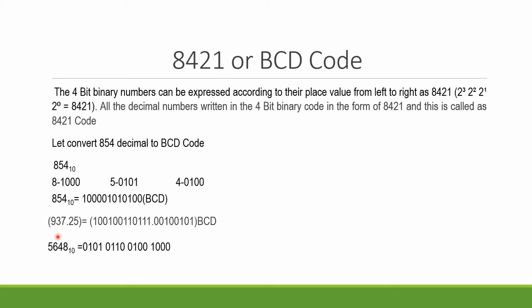Similarly, if we have 937.25, we are going to take a 4-bit binary number for 9, then a 4-bit binary number for 3, then for 7, and similarly for 2 and 5, and we are going to group them all. So for 9 it is 1001, for 3 it is 0011, and for 7 it is 0111.